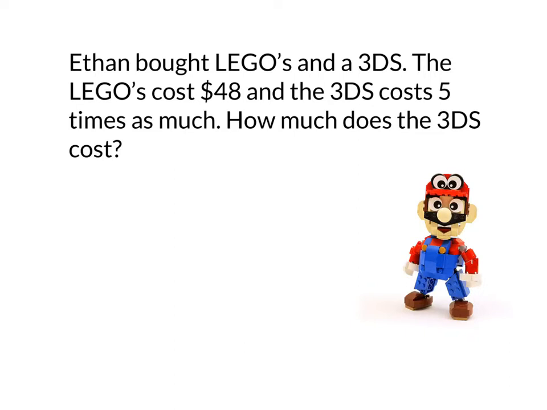So, Ethan, if I want to start this problem with drawing a bar model, do I draw 1 bar model or 2 for this one? How many bars do I draw? Two. Why do I draw 2? Because there's 1 for the Lego set and 1 for the 3DS, because they're two separate things. Which one's bigger? The 3DS is going to be bigger, so I'll draw the Lego one small.